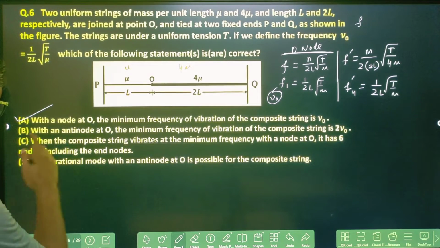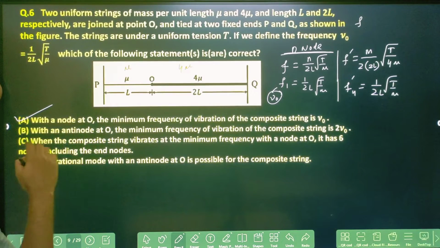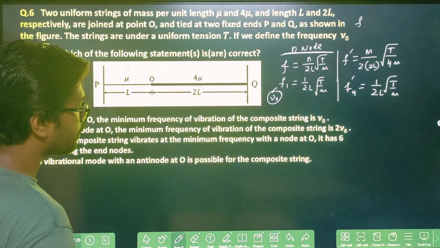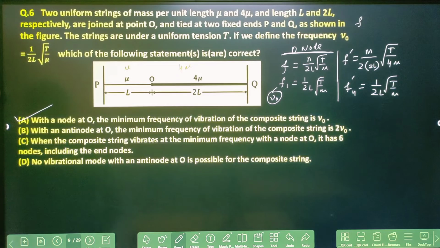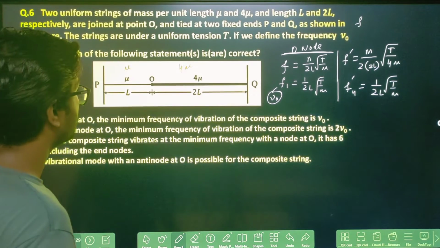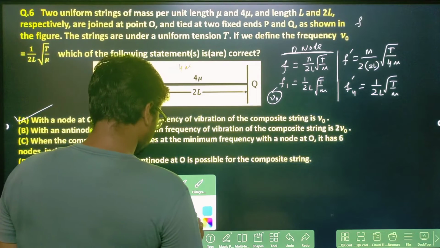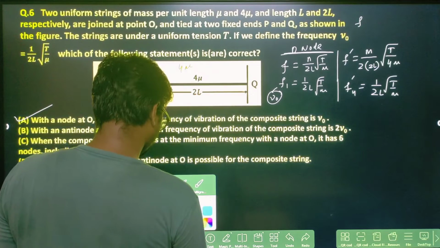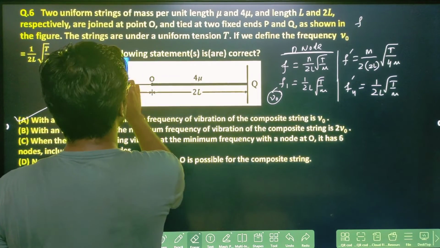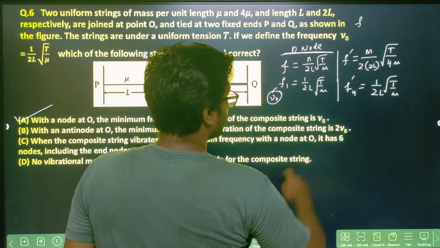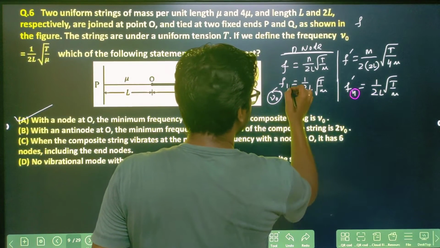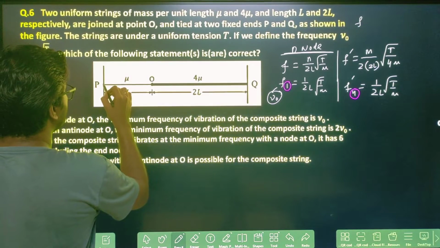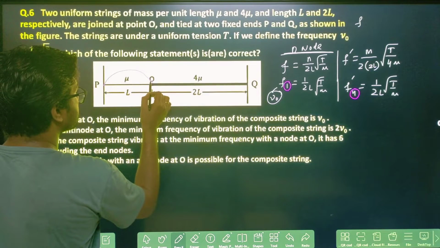Now B is talking about antinode. Let's say we will solve the node question first, then go for the antinode. When the composite string vibrates at the minimum frequency with a node at O, it has 6 nodes including end nodes. So you see here, what we can say, here 4, here it is 1, right? So what will be the standing waveform? It will form like this.